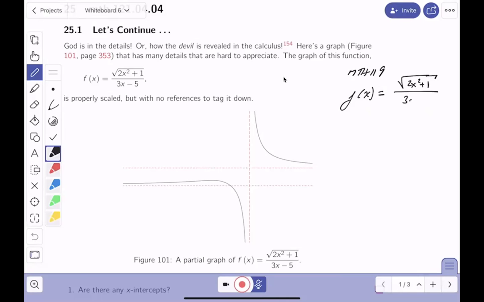But the bottom I'm worried about, and the domain of this problem is going to be all the real numbers except for where the bottom becomes 0. So I'm going to say all the real numbers, but the bottom can't be what number? It can't be 0. So what would make it 0? 5/3. So I'm pretty comfortable that this is an asymptote over here, and it's a vertical asymptote. We'll go through the work though, and the vertical asymptote is x equals 5/3.